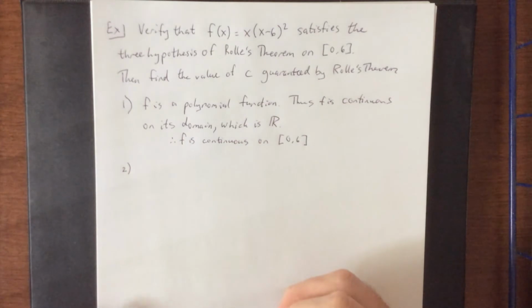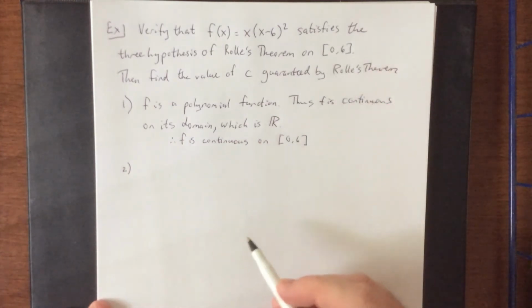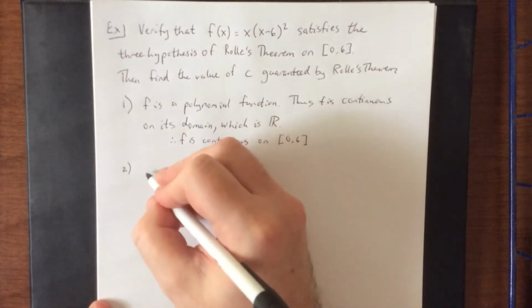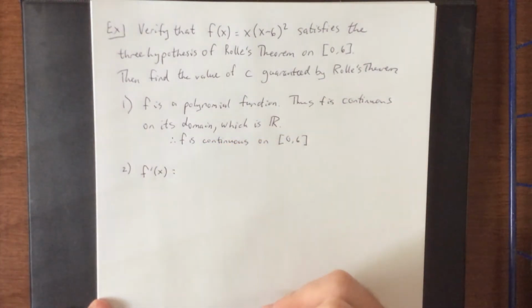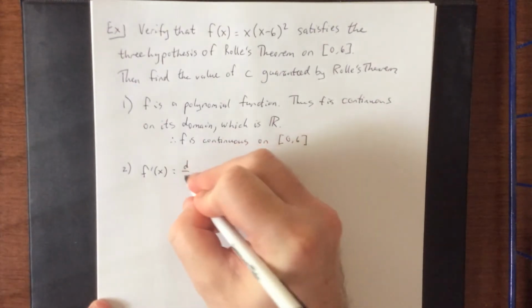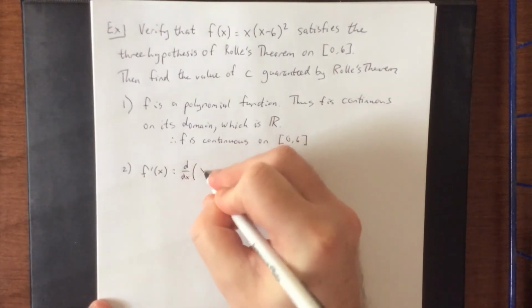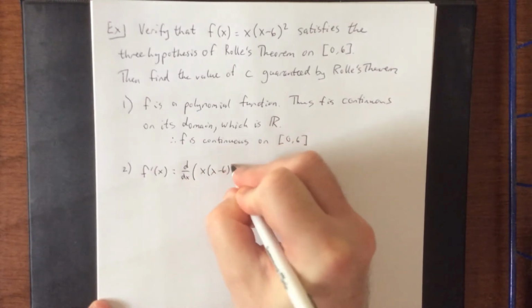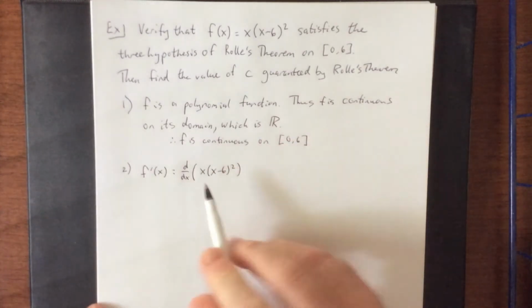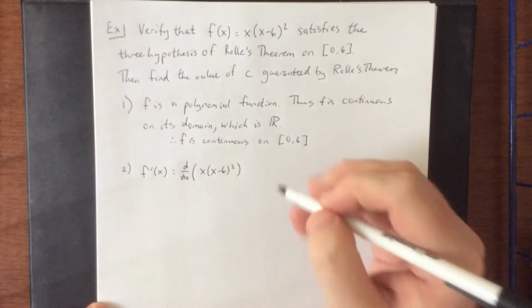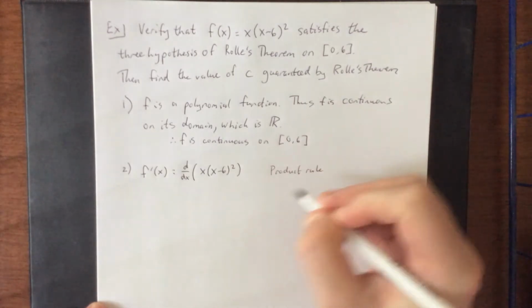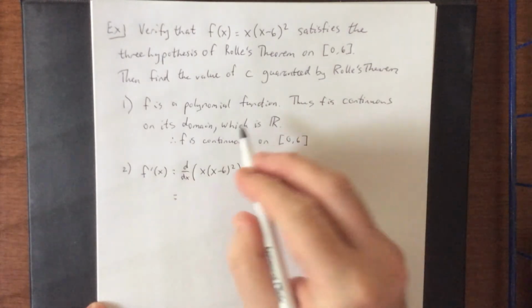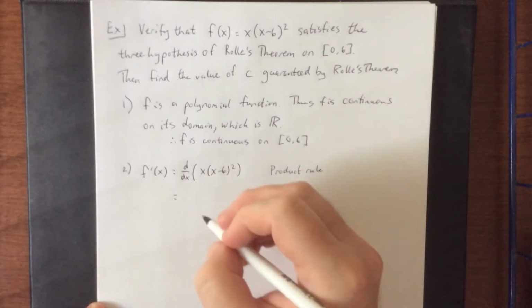Next, we need to show that f is differentiable on the open interval from 0 to 6. The way that we can do so is by actually finding the first derivative of f and then verifying that the first derivative is continuous. So I am about to take the derivative, d over dx, of x times (x minus 6) squared. Now I could expand this polynomial, or I could simply go with the product rule. I believe I'm going to go with the product rule. Eventually we're going to want to factor this for the value of c guaranteed by Rolle's theorem anyway.